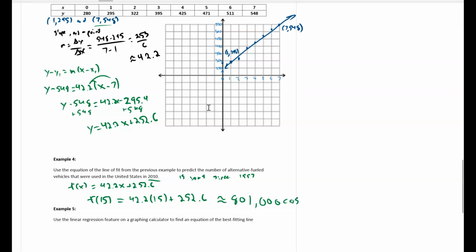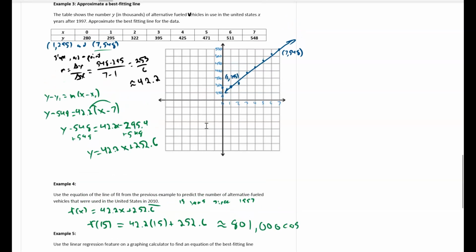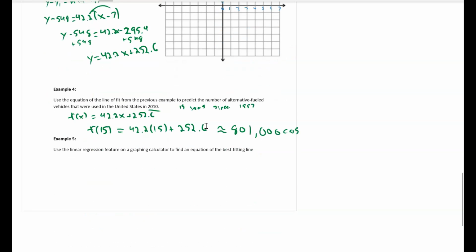And again, there are going to be some limitations with this because you can't have a negative value of cars. Or really, I guess you could have negative years relative to 1997, but for your y values, it doesn't make sense to have a negative value. So it has its restrictions, but it is a pretty good line.